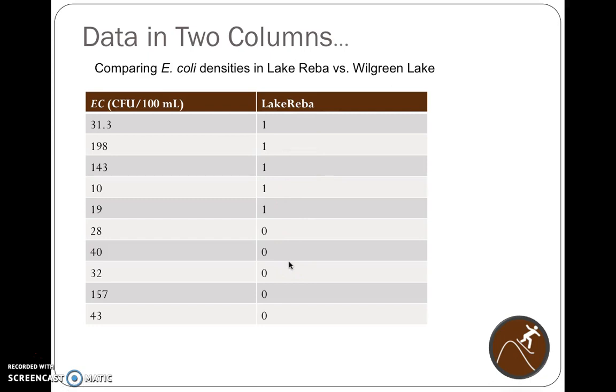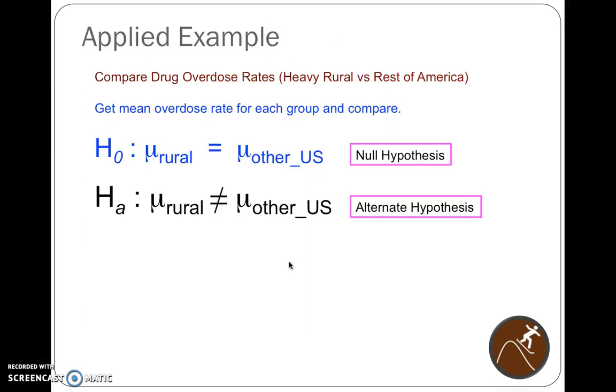Now, you can do t-testing by typing in the commands, or we can use Stata by pushing, using the mouse and clicking what you need. One thing we might be interested in, I'll do an applied example using the data set that you are familiar with. We could compare drug overdose rates for the heavy rural counties of the United States versus the rest of America. And we'll call heavy rural greater than 90% rural, and the rest of America being 90% or less.